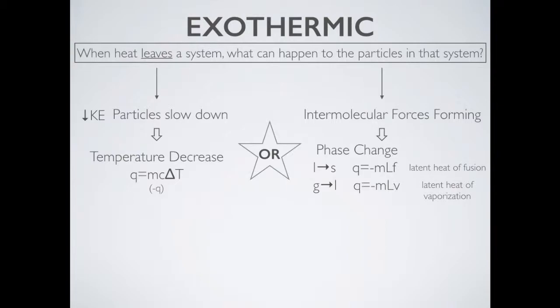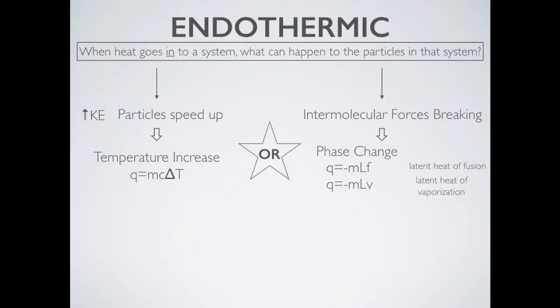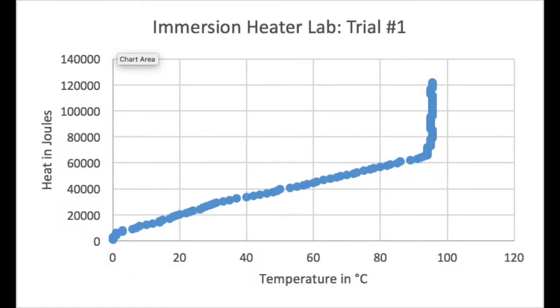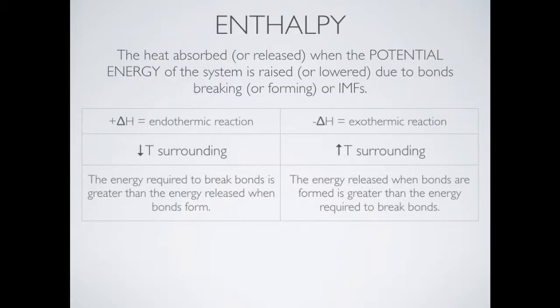The ice temperature cannot be lowering and melting at the same time. This latent heat of fusion and latent heat of vaporization is basically the phase change, and that's how physicists say it. Endothermic is the exact opposite. So when the heat's going into the system, the kinetic energy is raised, the particles speed up, and the temperatures increase, or the intermolecular forces are breaking, so there's a phase change. You can see here that while the temperature is rising in water, it goes to almost boiling, and then it starts boiling, and that's why the temperature no longer increases, and the phase is changing, so the temperature stays the same. Let's move on to enthalpy.